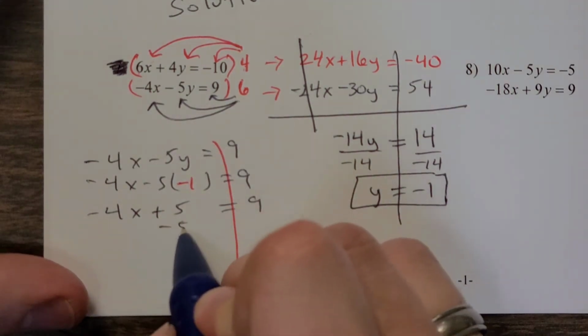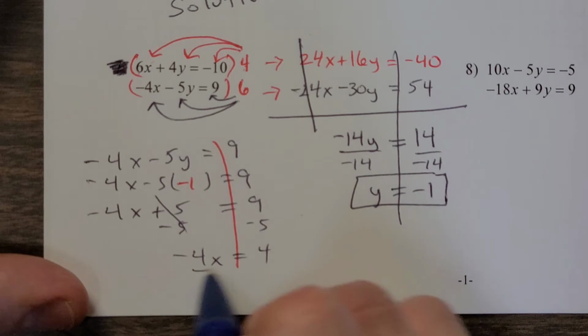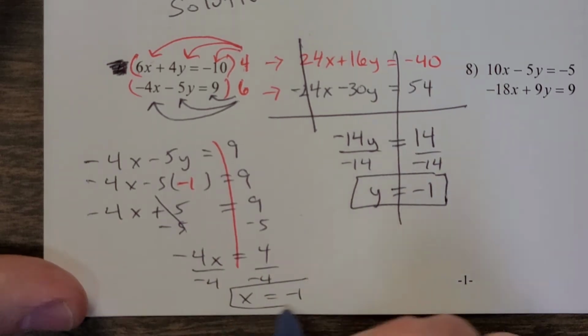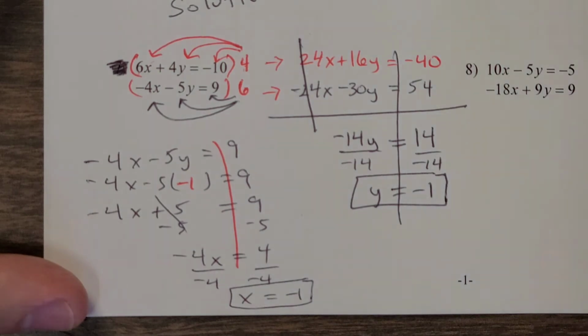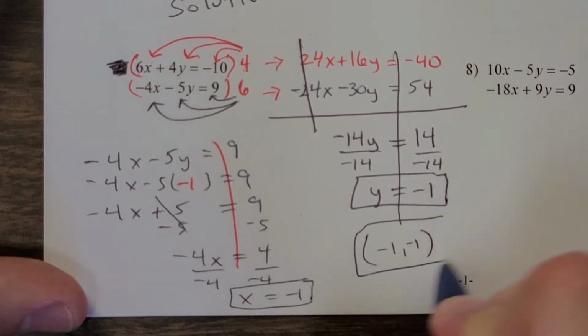Two-step equation. Subtract 5. When I divide by 4, I get x equals negative 1 as well. Interesting. Don't forget, go back and write your answer as a point. Negative 1 comma negative 1.